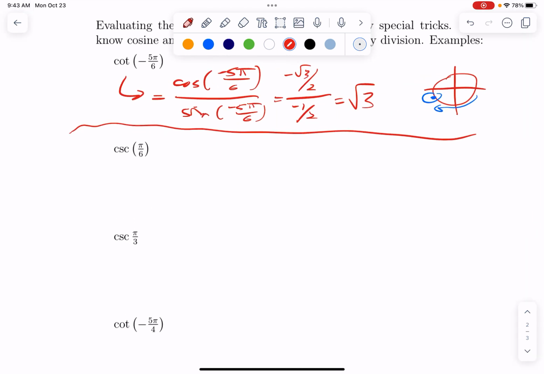Okay, I hope you have done that. So here, cosecant of pi over 6 is 1 over sine of pi over 6. Pi over 6 is like 30 degrees. Its sine is 1/2. 1 over 1/2 simplifies to 2.